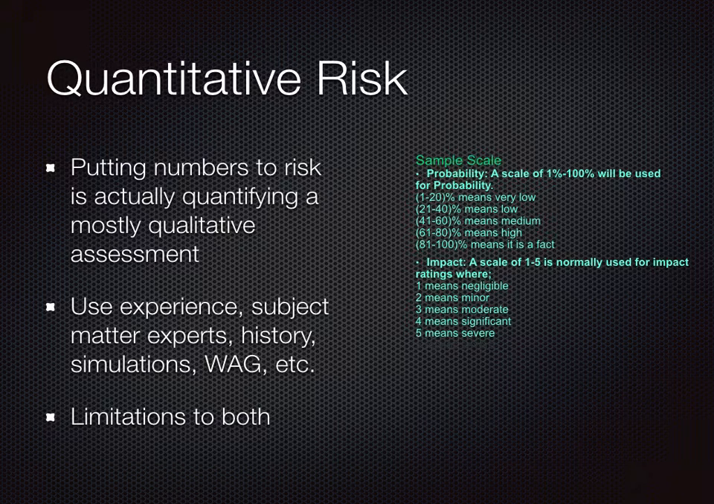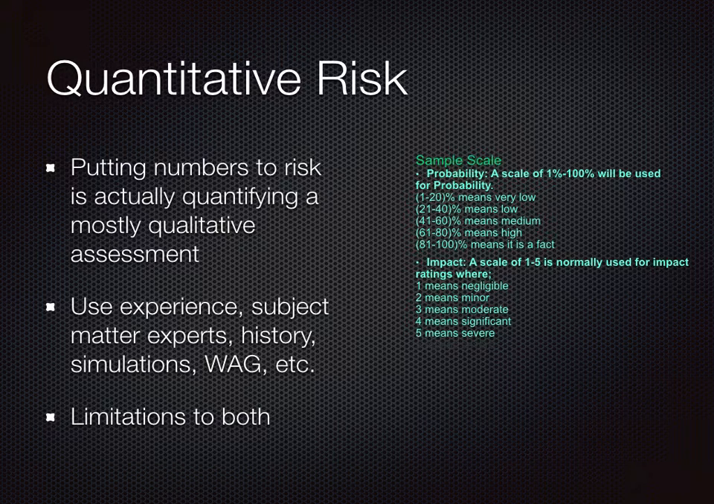I mean, is there a real difference between something that is 20% probability of a risk, which means very low, or 21 to 40%, which means low? Although for impact, we definitely can see the difference between negligible and minor. But does everybody know the definition between moderate and significant? And how is that different than severe?